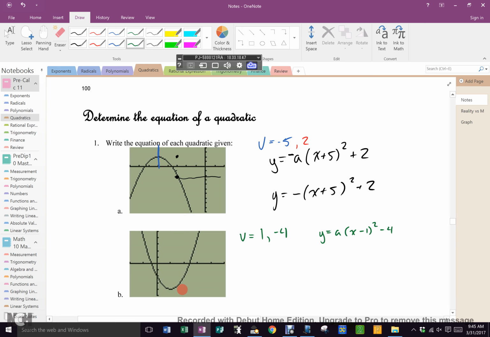If I go this way 1 to here, how far up did I go? 1, 2. Does everyone agree? So I went up 2 when I should have only gone up 1. So what's my stretch value? 2. So this is y equals 2, x minus 1 squared minus 4. Is everybody good when we have a picture? Because it's just counting, yes?